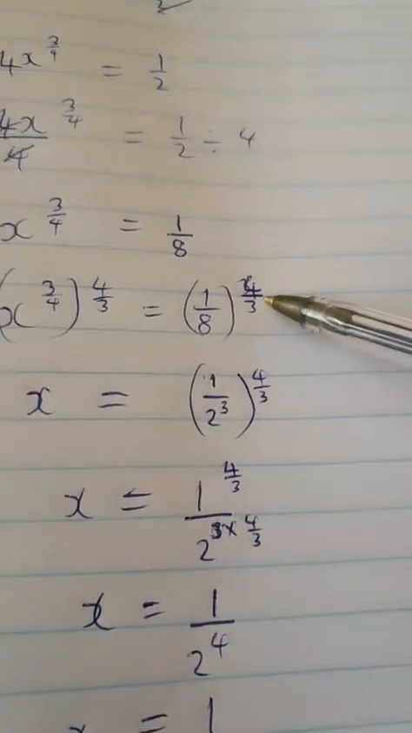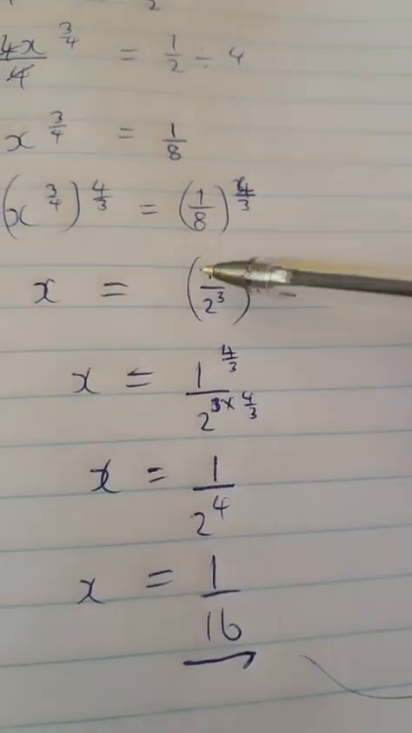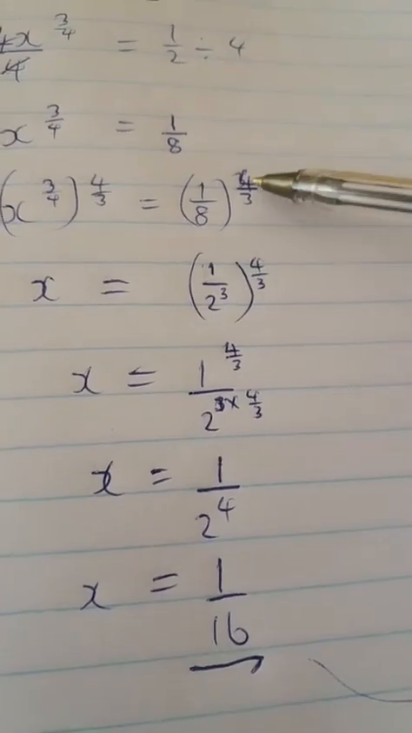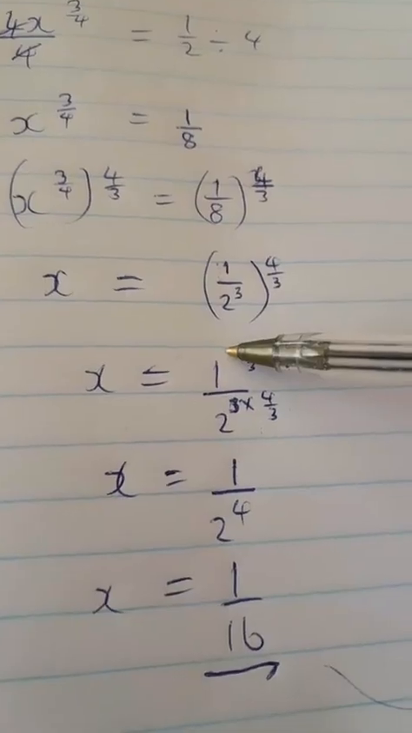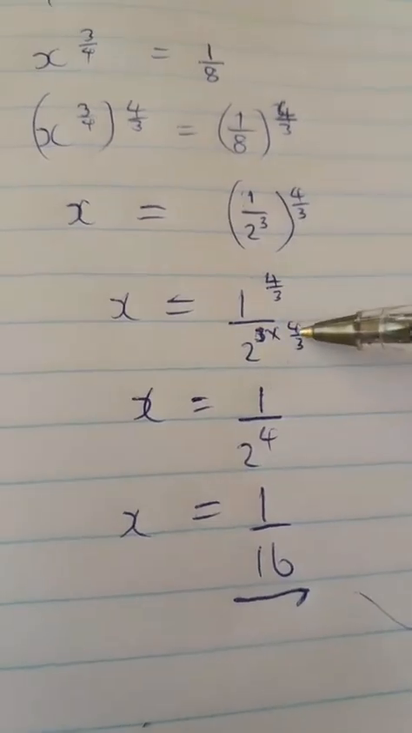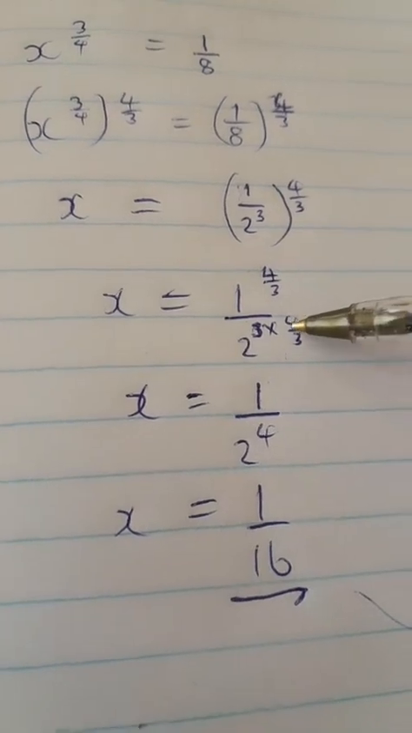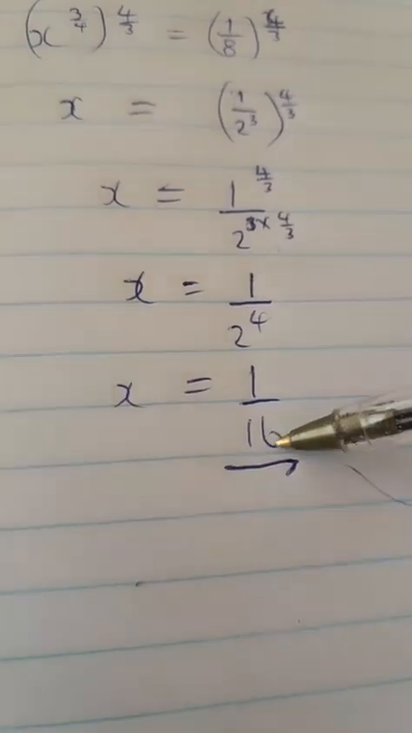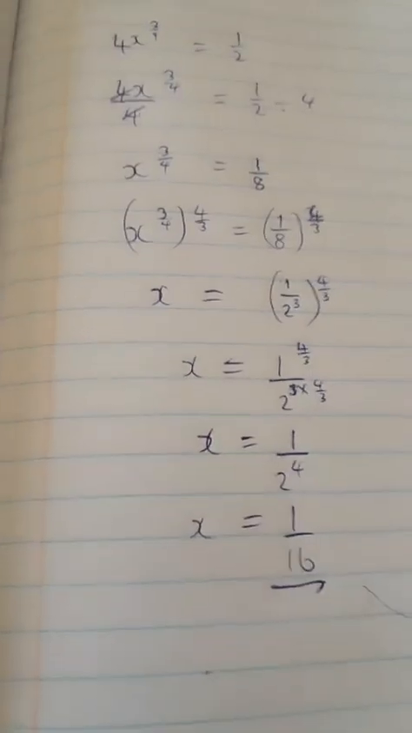So do you see here, we just simply apply the rational exponent to both the numerator and the denominator. Convert the 8 to 2 to the power 3. Apply the exponent, numerator and the denominator by multiplication to the exponent. Then we get 1 to the power 4 over 3 gives us 1. 2 to the power 3 times 4 over 3. The 3 and the 3 cancel. We get left with 2 to the power 4, which is in the denominator. So it's 2 to the power 4. And then final answer, 1 over what's 2 to the power 4? It is 16. Step by step, simple genius.